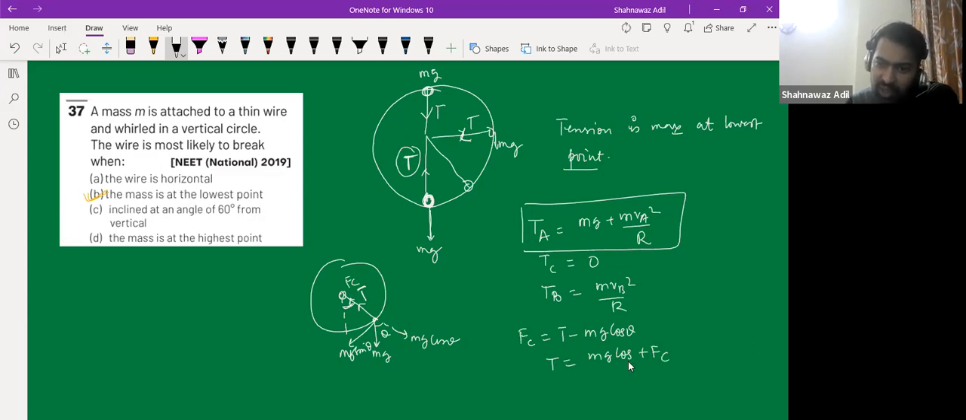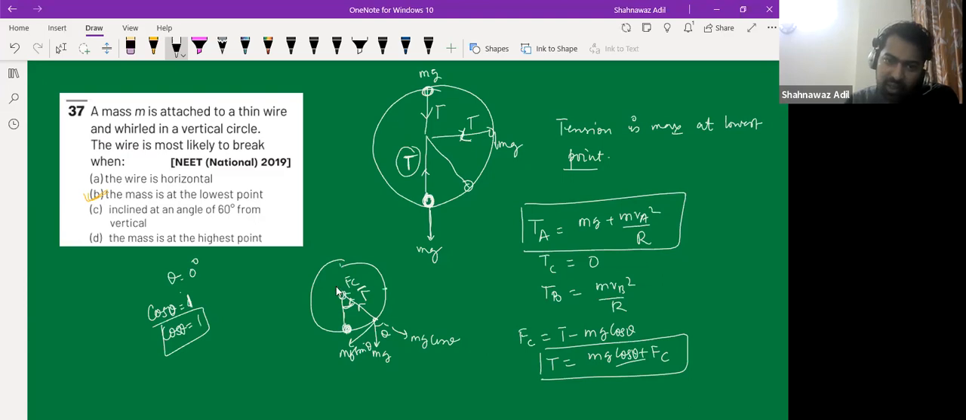So theta is maximum at 0 degree, because at theta equal to 0 degree, cos theta is 1. So this is maximum at 0 degree. From here, we can also see that this would be maximum at the lowest point, right? And when we increase the angle, at 90 this would be 0. At 180, this would be negative. So tension is maximum at the lowest point.